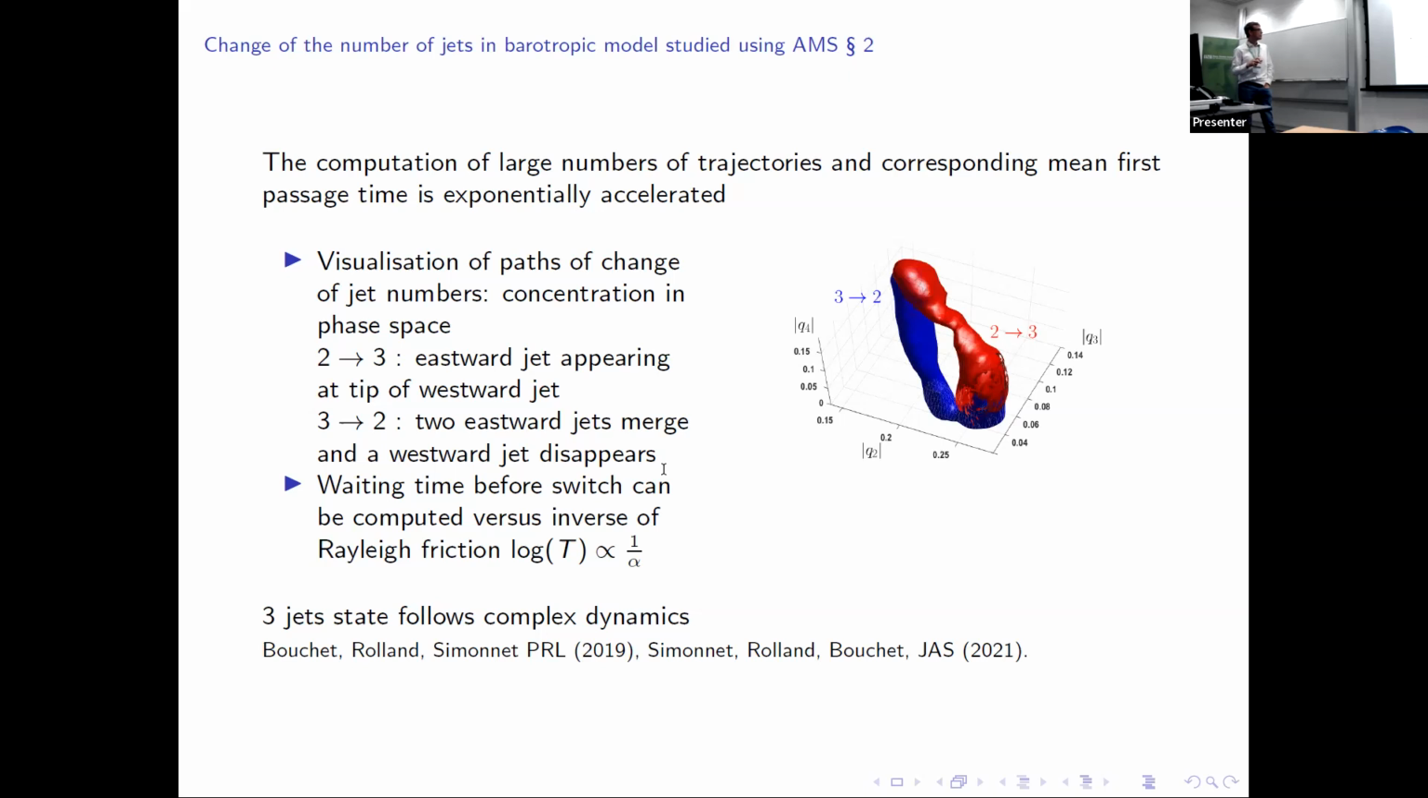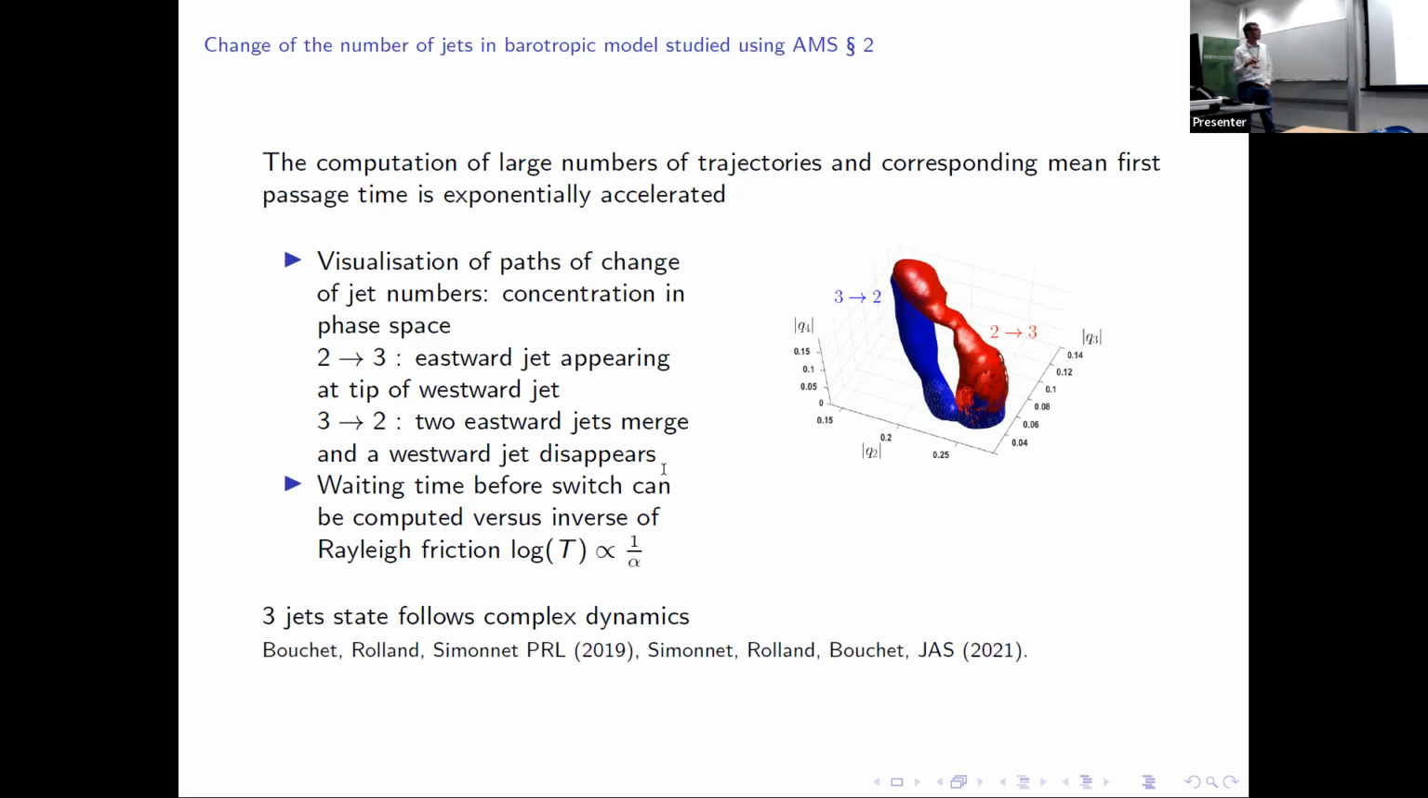What you can do, for instance, is visualize the trajectories in a reduced order space, here with the amplitude of the Fourier modes. You can then have these tubes which contain, let's say, 80% of the trajectories that went from 2 to 3 and from 3 to 2. You can see that you follow different paths from 2 jets to 3 jets and from 3 jets to 2 jets, which is a mark of an out-of-equilibrium problem.